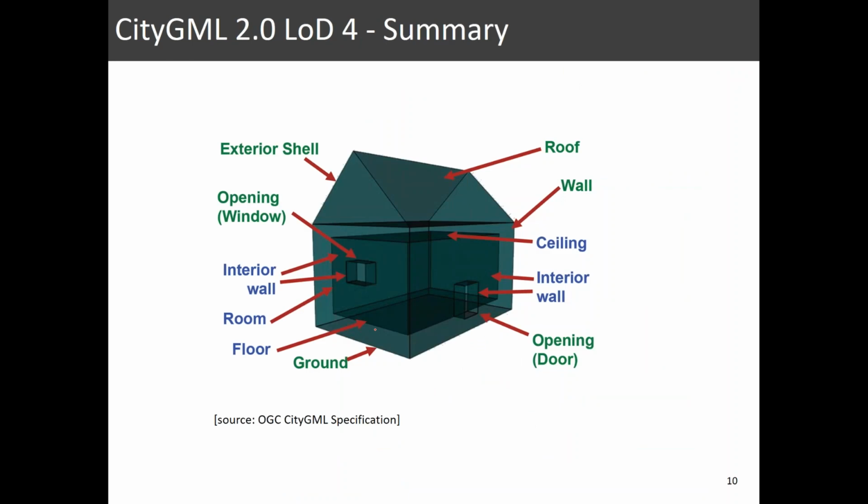And in summary, this slide shows each feature type with this example. So opening means a door connecting outdoor space and indoor space, or connecting two rooms. And the floor surface, and interior wall surface and ceiling surface, or the outer wall surface, roof, exterior shell, and so on. So these are some examples of the feature types defined in LoD4. So these are the basic concepts.